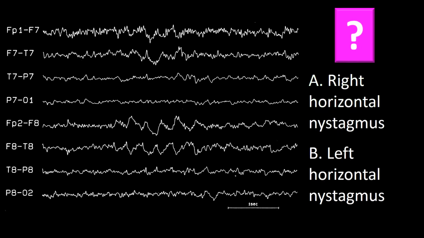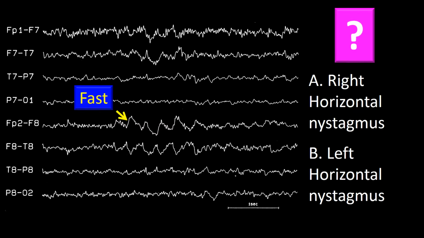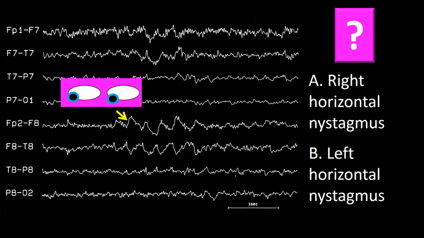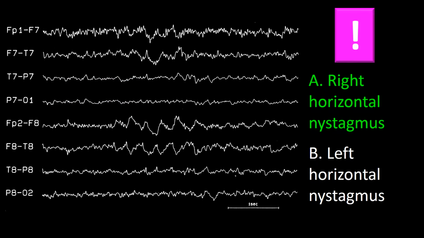Next question. Look at this epoch and choose from the possible answers. A. Right horizontal nystagmus. B. Left horizontal nystagmus. The fast phase of the nystagmus is to the right. Nystagmus are labeled either right or left when they are lateral based on the fast component. So the answer to this question is A.